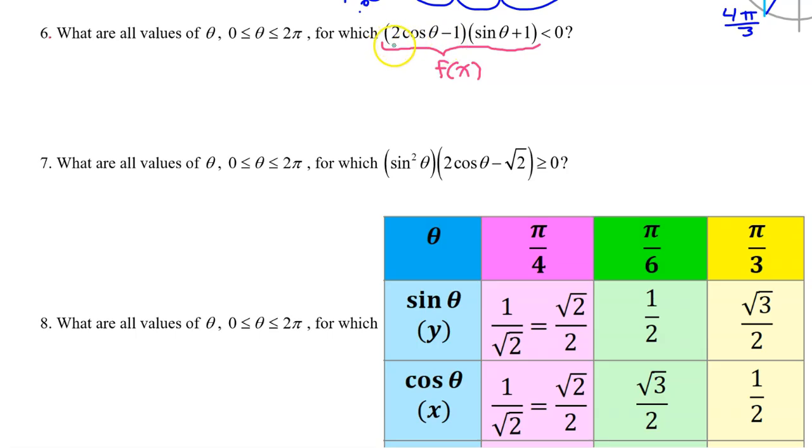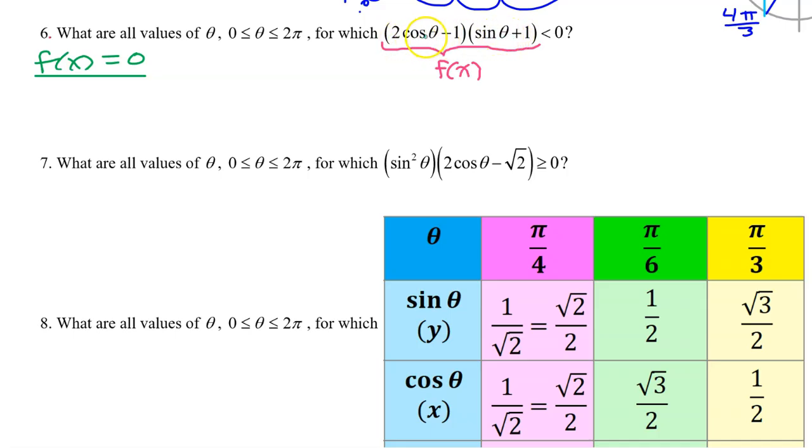So let's label the left side of the inequality as f of x and make an f of x sign chart. The first step is to find where f of x is equal to 0. We will use the zero product property and set each of these factors equal to 0.